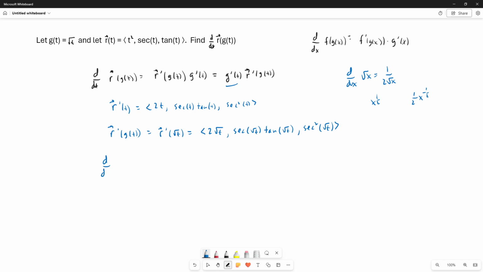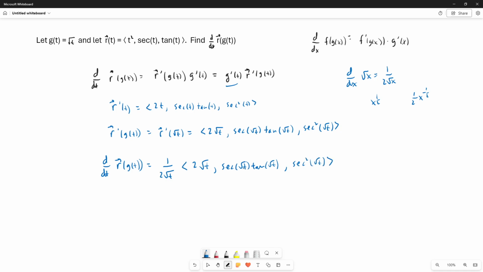So the derivative of r of g of t, which is r prime of g of t, which we have here, times g prime of t. So it's 1 over 2 times the square root of t times the vector that we have here, 2 square root of t, secant of square root of t times tangent of square root of t and secant squared of square root of t.